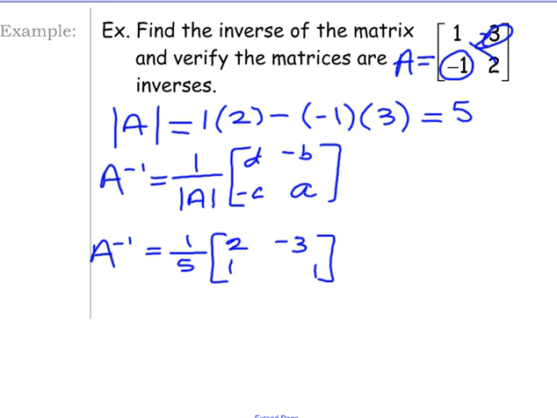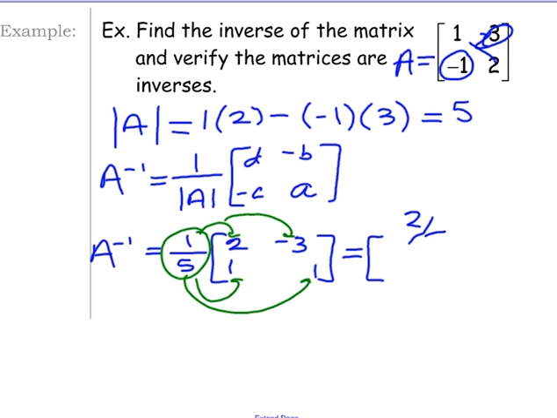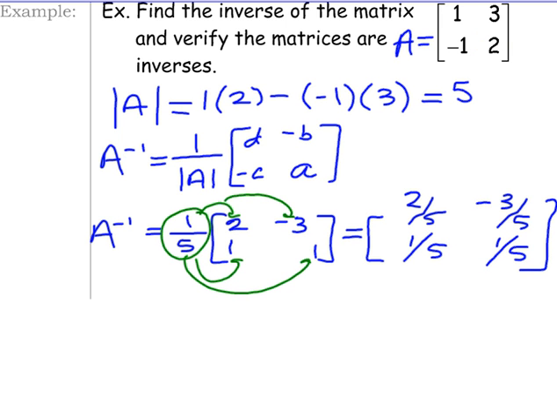And now I will multiply to find the inverse. This is multiplying by a scalar, so I'm literally taking the value 1/5 and multiplying it by every element in this matrix. That gives me 2/5, -3/5, 1/5, 1/5. So this is now my inverse matrix.